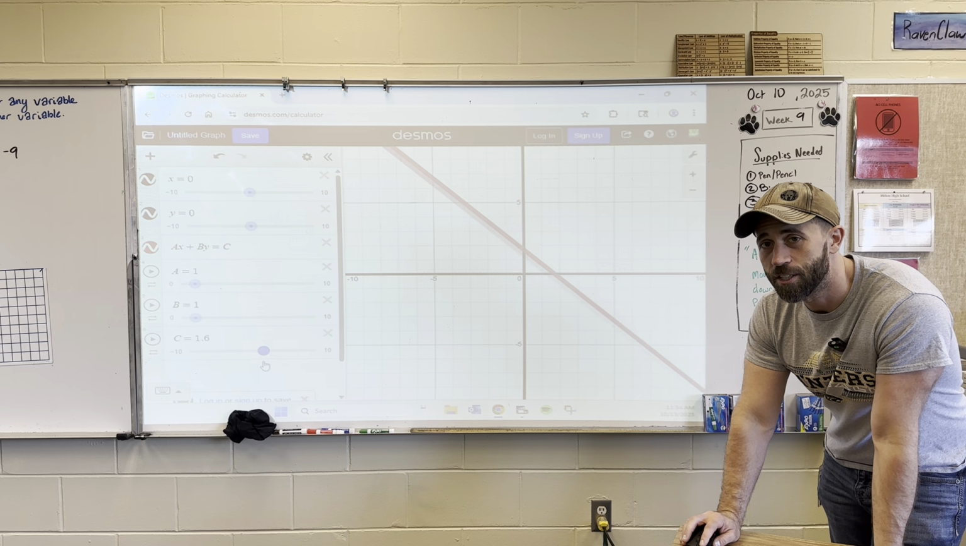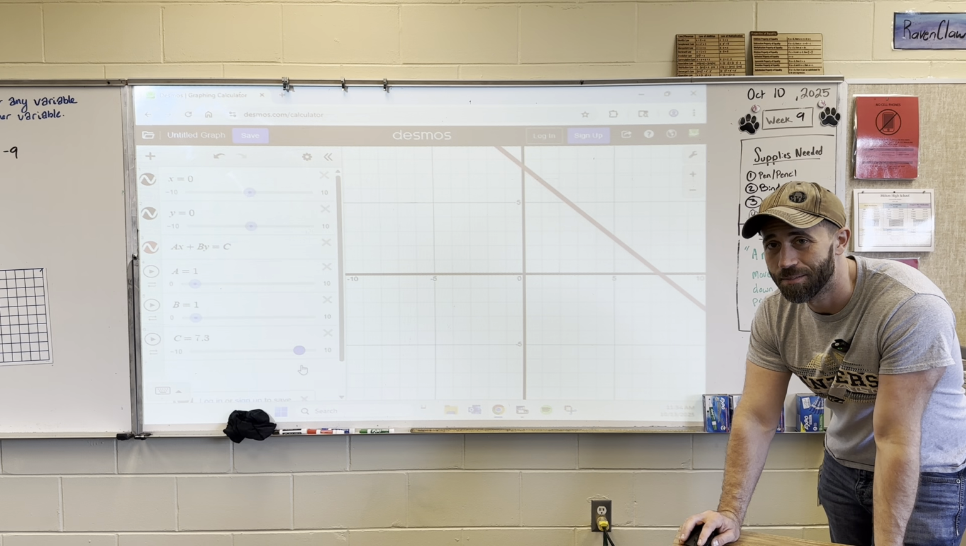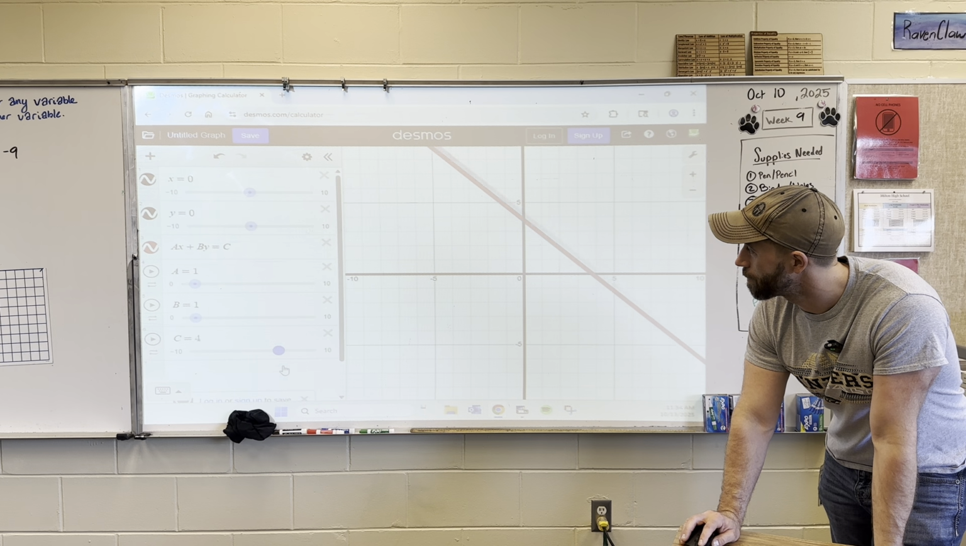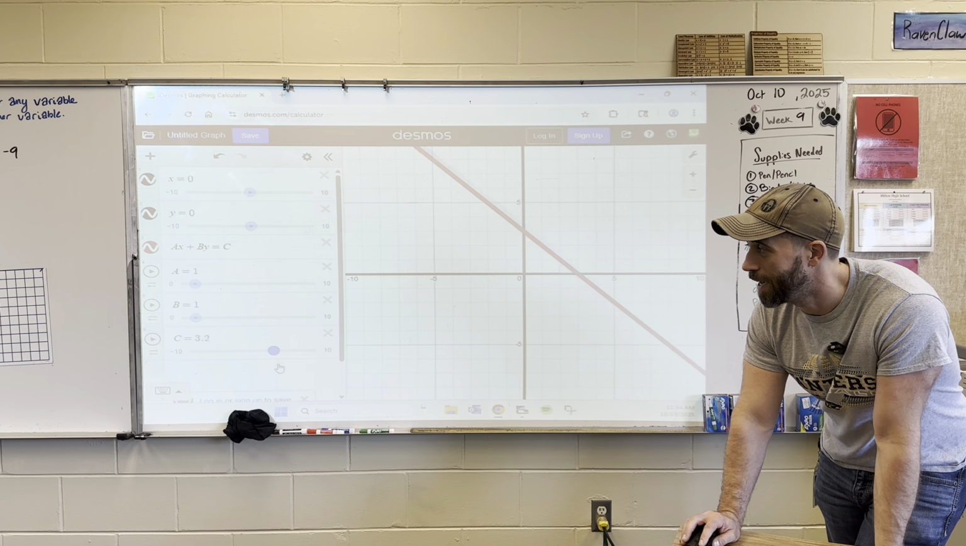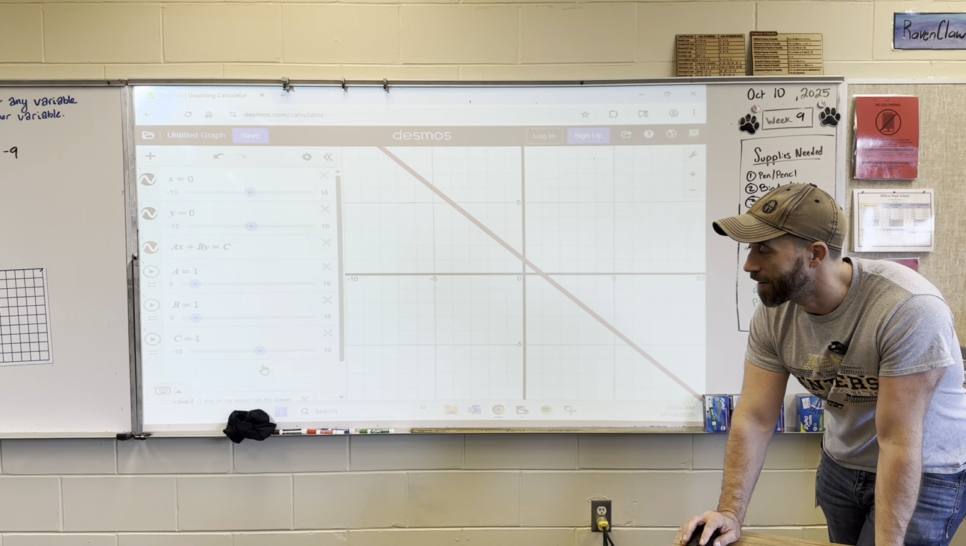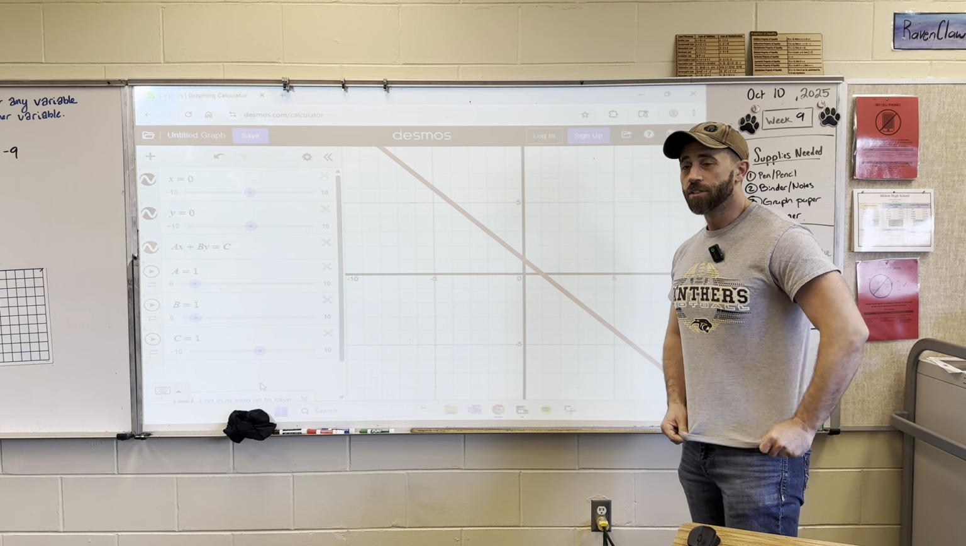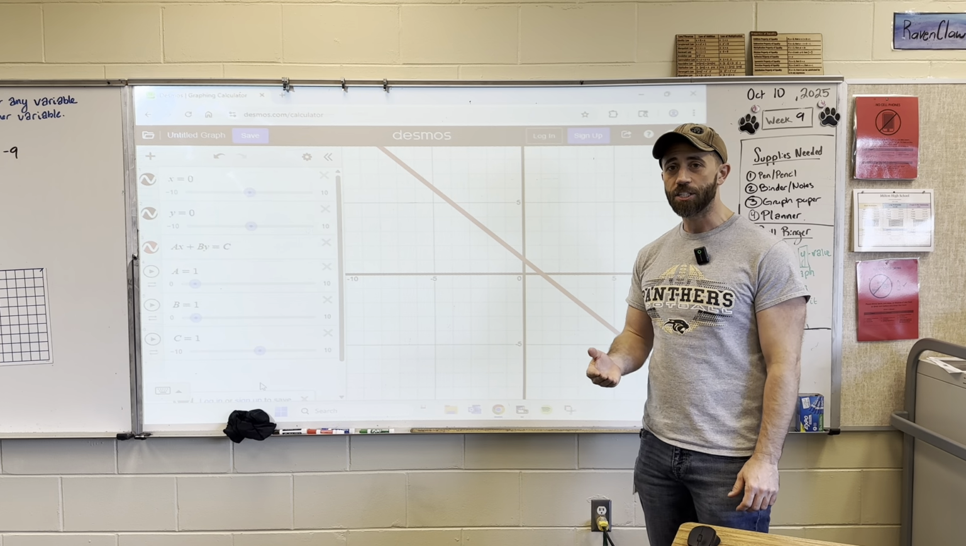The answer is, with the equation of a line, I can't really tell. I don't know if it's moving up and down, or if the graph is moving from the left to the right, or if it's doing them both at the same time. But the C is going to affect what we call a transformation, specifically a translation of the graph.